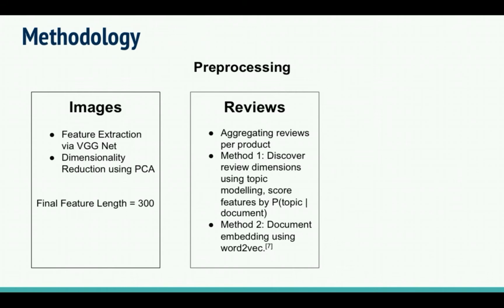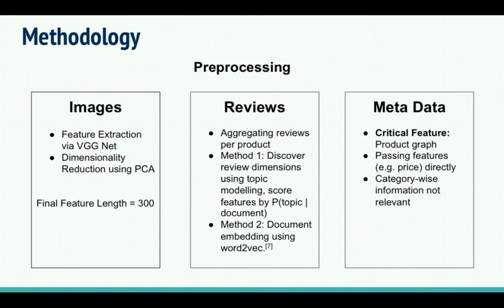Our second method uses document embeddings using Word2Vec. Word2Vec is a very popular paper that has been used in multiple sources that provides an embedding per word, and aggregating that across documents consists of taking the average of every word in that document after some pre-processing, such as removing stop words.